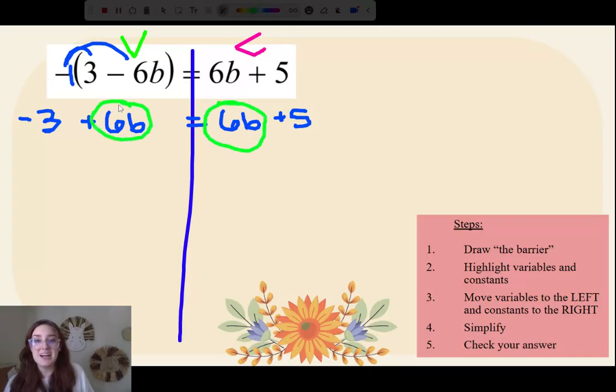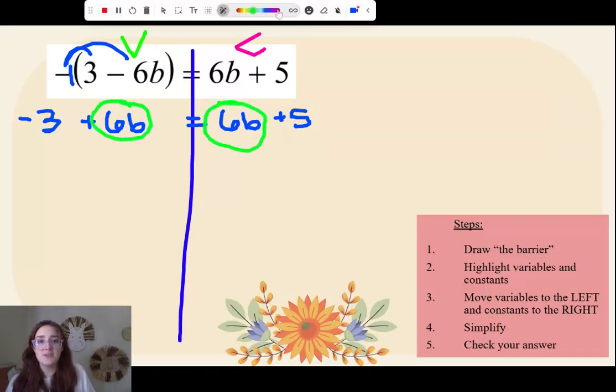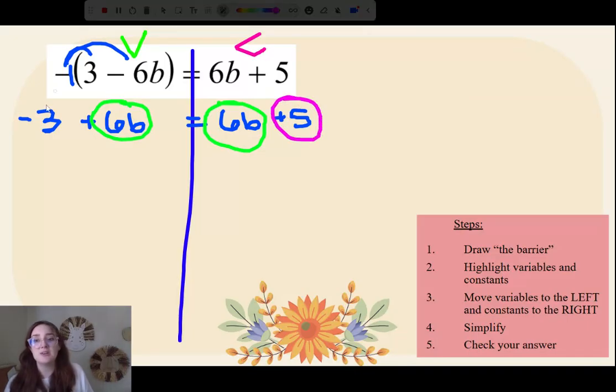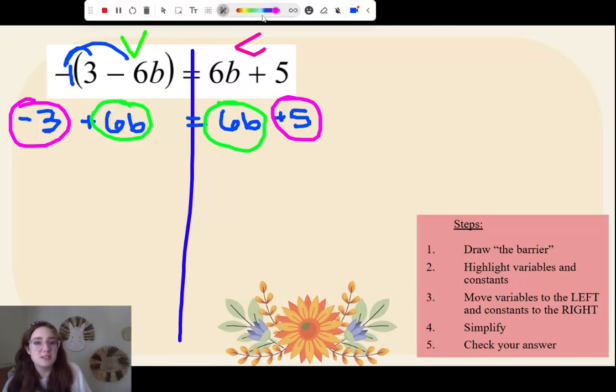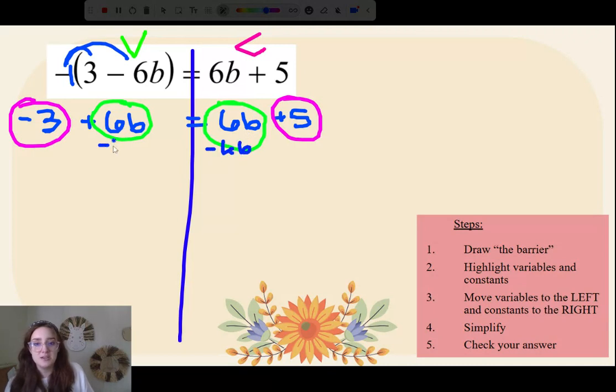We're going to highlight or circle all of the variables in one color, same steps as before, and we're going to highlight or circle the constants in another color, just reminding ourselves, keeping it organized. We want variables on one side, constants on the other. So we're going to be moving some stuff around here. We're going to move this 6b to this side. And then we'll also add 3. All right, clean this up.